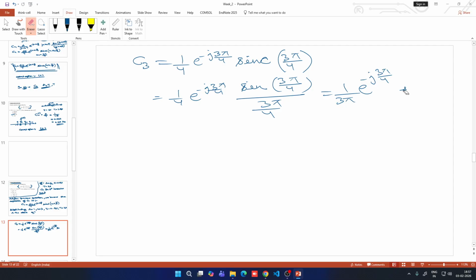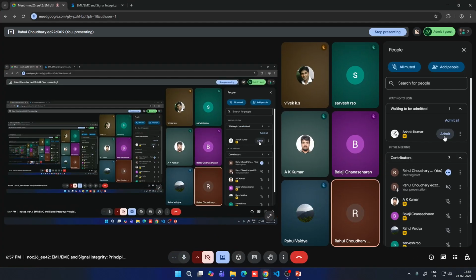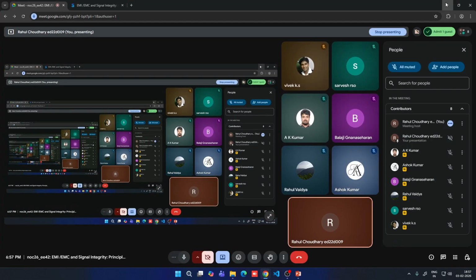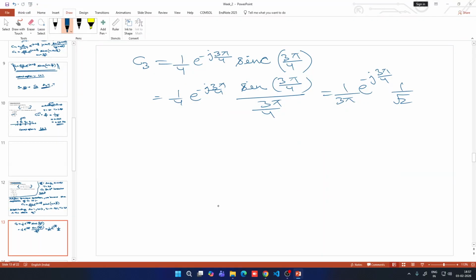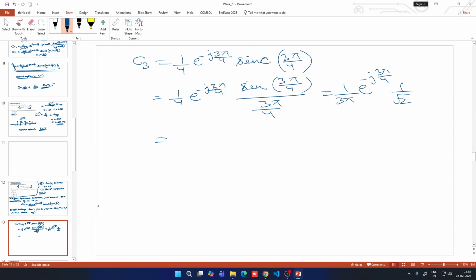So I will just simply write this here, 1 by root 2. Now if you see the options again, still it is not in the exponential form, so we have to solve this part also, and I hope everybody knows how to solve it.